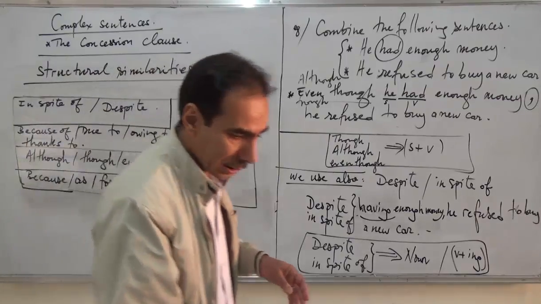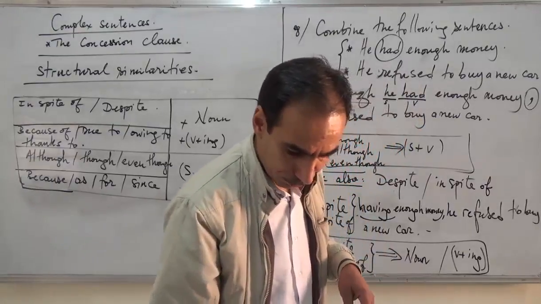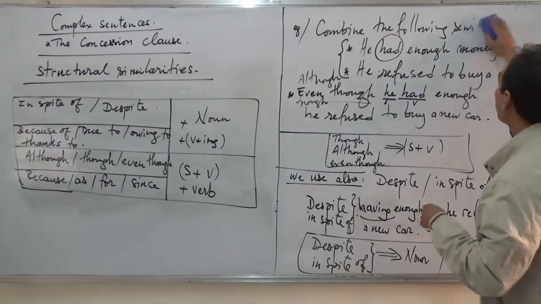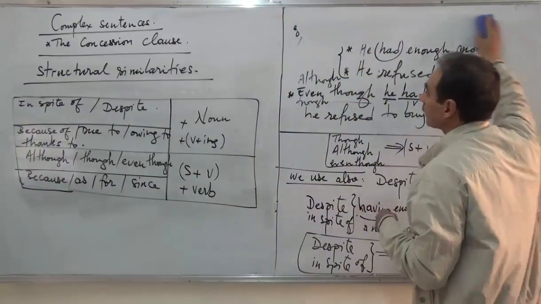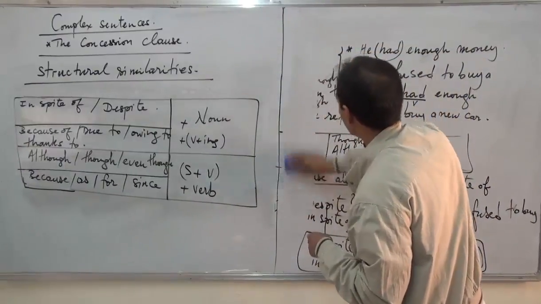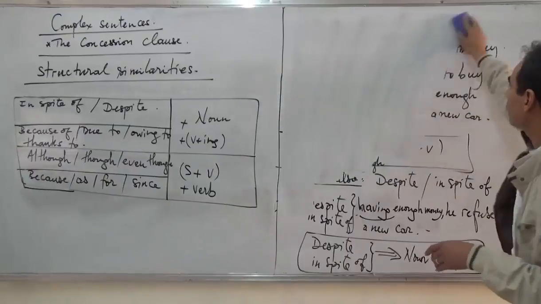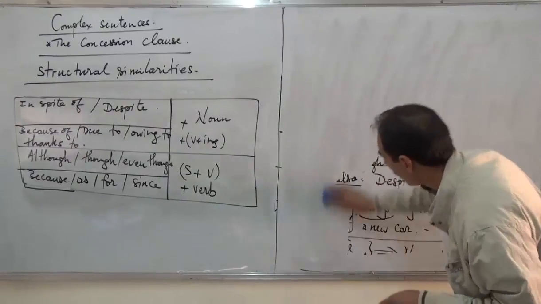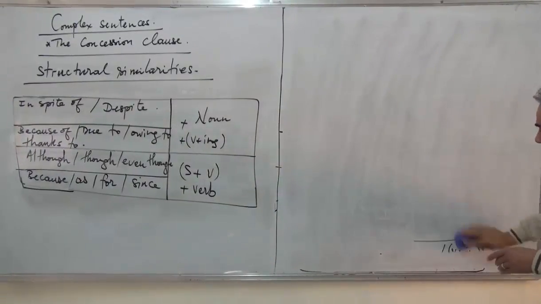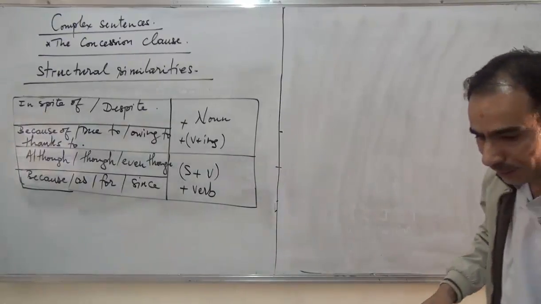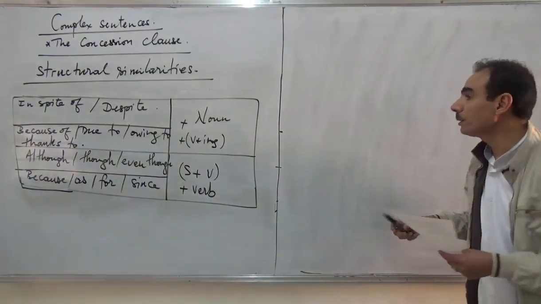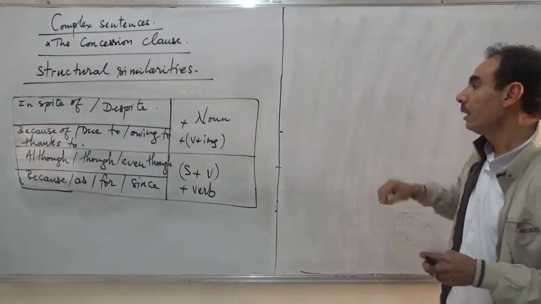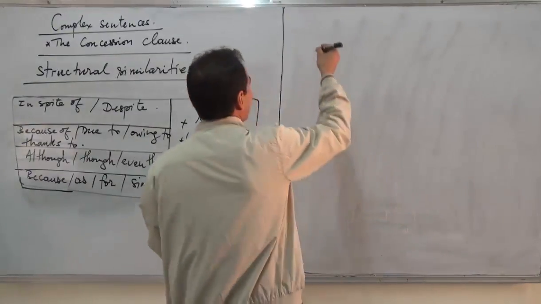I will try to do a short exercise just to consolidate what we have learned today: how to build up a complex sentence expressing concession using different connecting words that introduce a concessive clause, a concession clause or a concessive clause. I'm going to give you the sentences and you are going to try to use the right connecting word that accepts a verb after and that accepts a noun after.